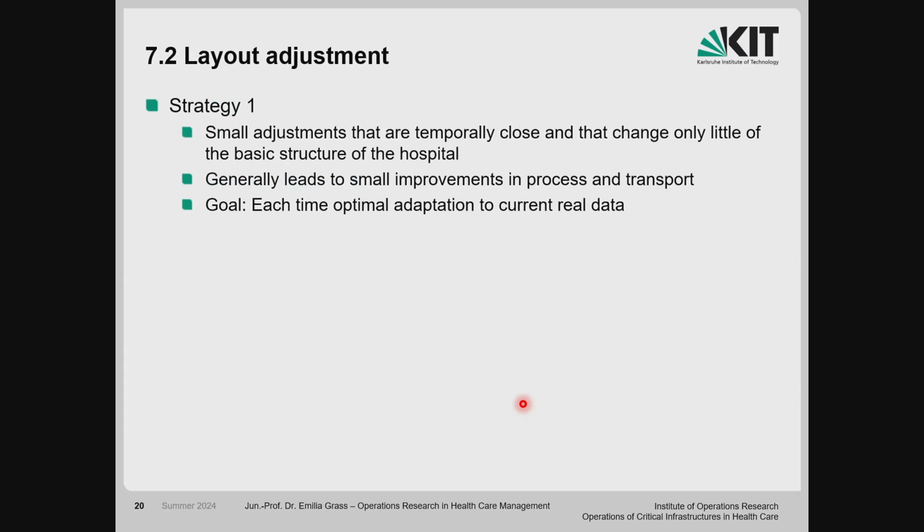And we have basically two strategies for how to readjust that. The first strategy is to start with small adjustments, but of course these are only little changes, and that means you have only little improvement. You would like to use current and real data for these rearrangements. But from the staff perspective, and also from the patient perspective, these changes are likely to be accepted, and it's easier to accept these small changes, small improvements.